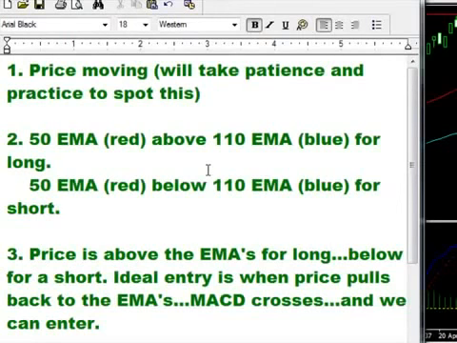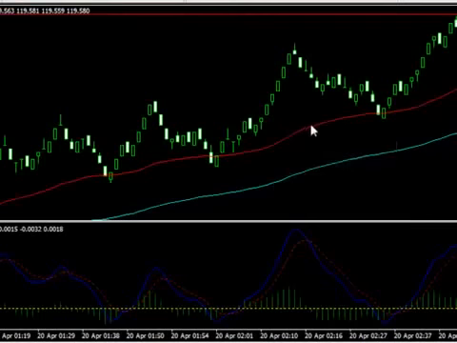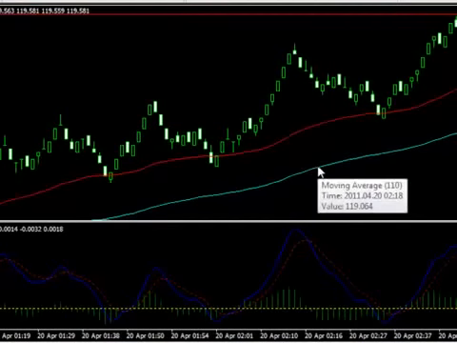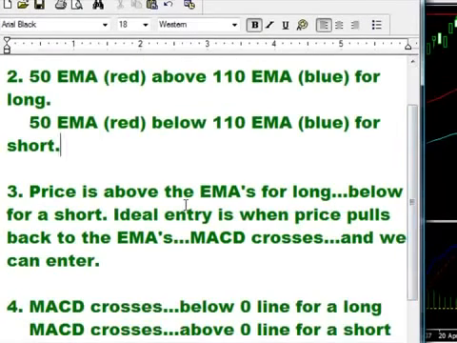We're going to use a 50 EMA and a 110 EMA. And we see that here. So the red is the 50, the blue is the 110. The red's got to be on top of the blue to go long, vice versa for a short. Okay, and price has got to be above the EMAs for a long, below for a short. The ideal entry is when price kind of pulls back to the EMAs, and then the MACD crosses, and that's when we can enter.